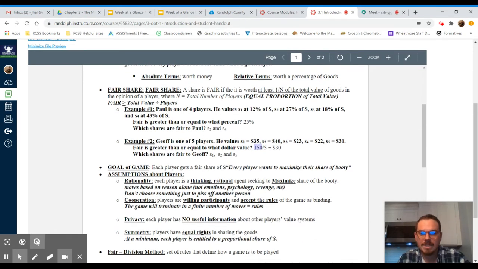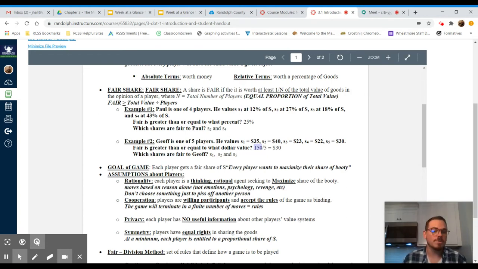What's our goal here for fair share, right? The goal of the game: each player gets a fair share of S. Remember that S represents the goods, whatever those goods are. S is the representation of that. So money, property, whatever. Every player wants to maximize their share of the booty. Why not, right? We want to maximize our share of our treasure, okay?